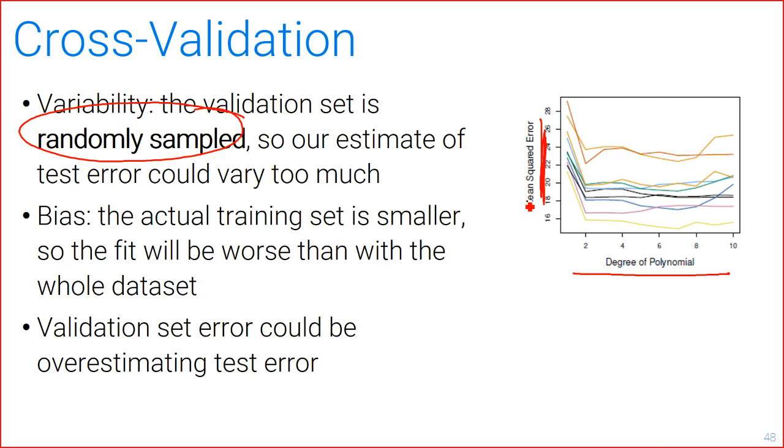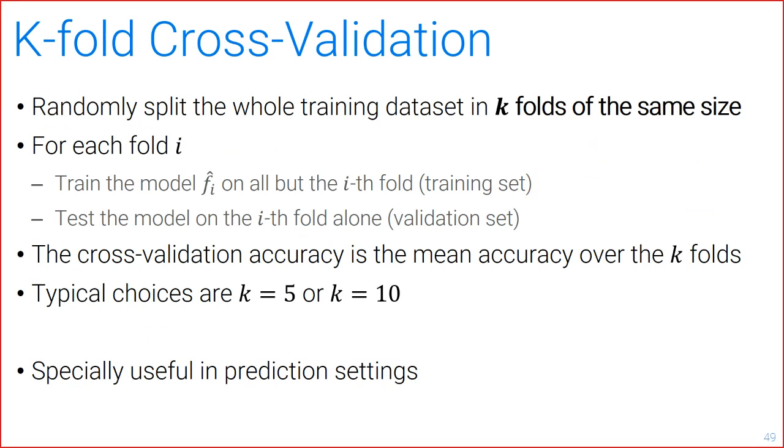And then what we see is that the validation set, of course, could be overestimating the test error for this reason. So what we do to try to get rid of this variability problem is do something called k-fold cross-validation. This is one of the many ways in which we can do cross-validation. It's just the one that I'm going to tell you about. So the thing is that we split the whole training data set in k-folds of the same size, let's say 5 or 10. So from the beginning, we're going to split the whole data set in k parts, k-folds.